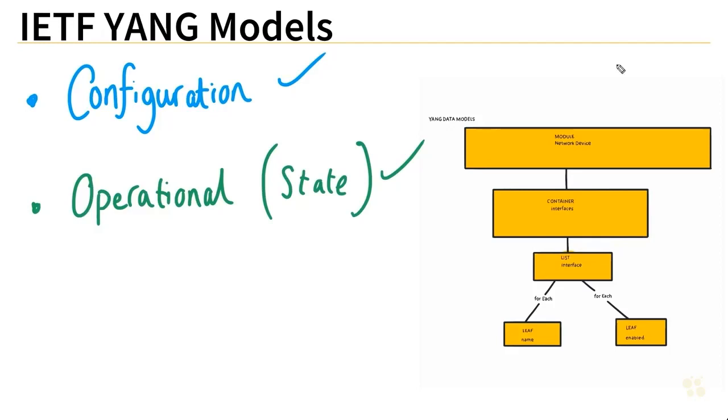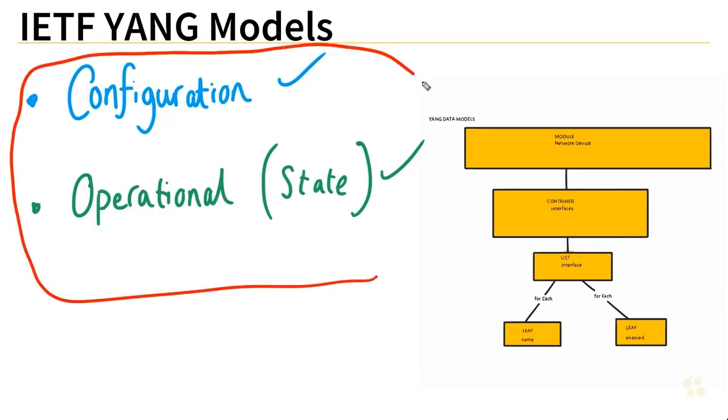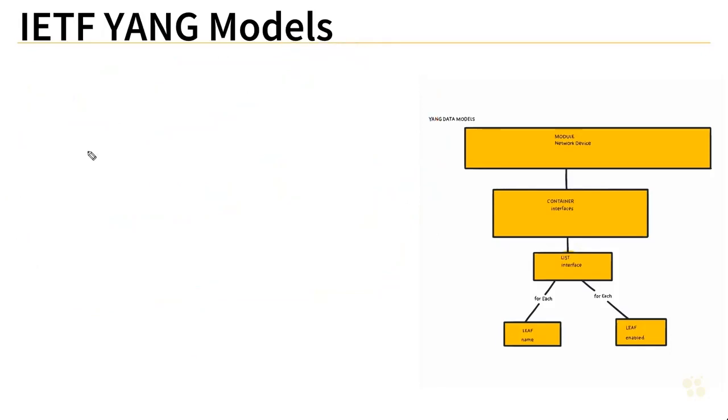Now clearly both of these concepts are very, very important. We want to be able to use configuration to make changes on the devices, but we also really want to be able to verify our changes have taken place correctly. So it's really important that both of these concepts are taken into account when we use YANG. Now here is the problem. Trying to combine the configuration and operational data within a YANG model proved to be pretty difficult.